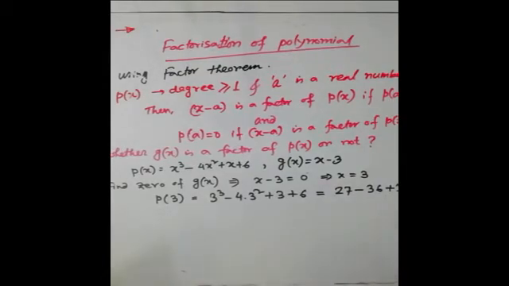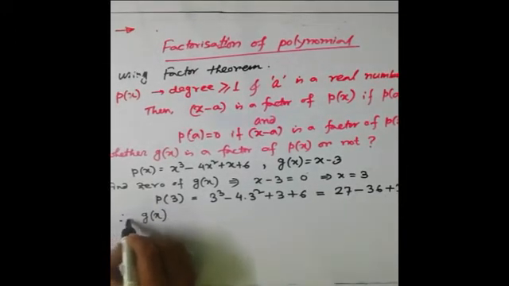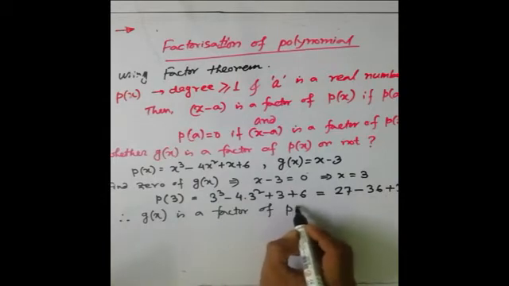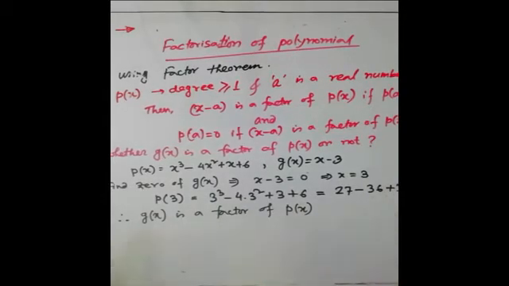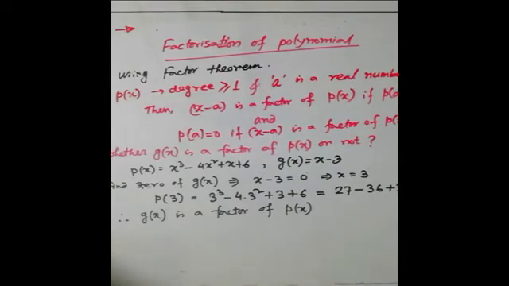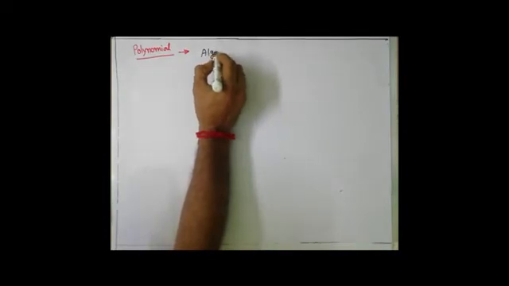Now while you are getting 0 value, then we can say that g(x) is a factor of p(x). If it does not produce that 0, and anything apart from 0 comes over here, then we can say g(x) is not a factor of p(x). Understood? I think now it is very clear to you people what is factorization of polynomial using factor theorem. Now moving to next topic, we are going to see over here the algebraic identities.